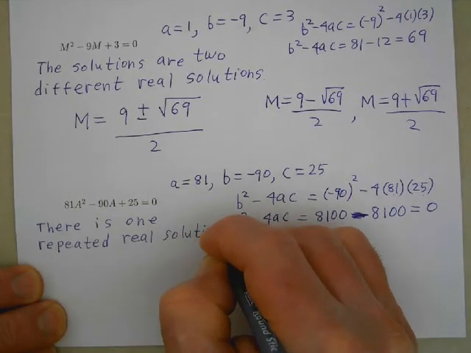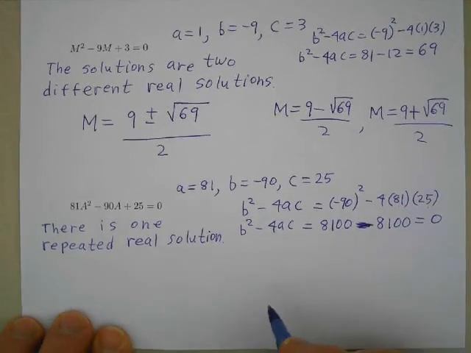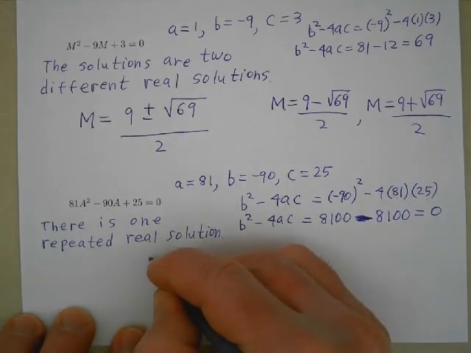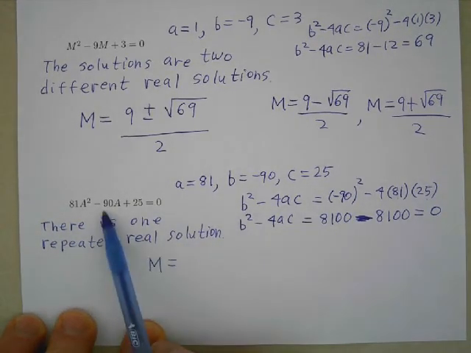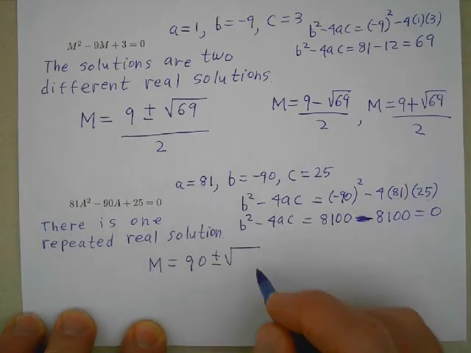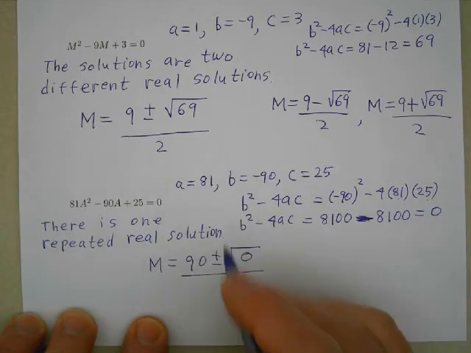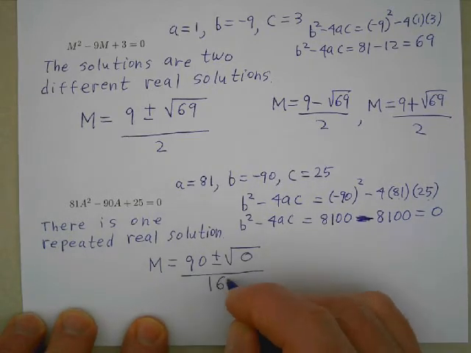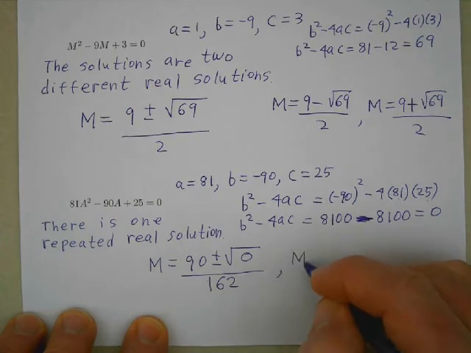So we can find the one repeated solution using the quadratic formula. So a equals the negative of negative 90, which is 90, plus and minus the square root of 0, divided by 2 times 81, which is just 162. But the square root of 0 is 0, so there's just one solution.